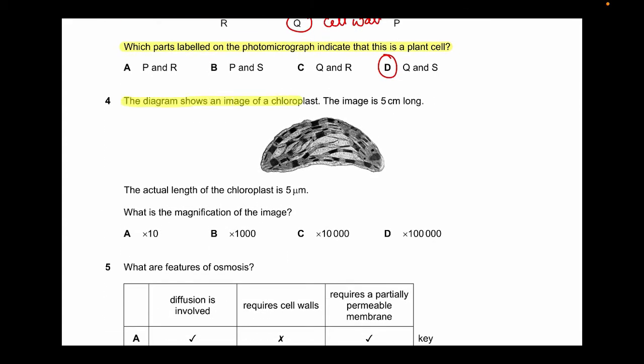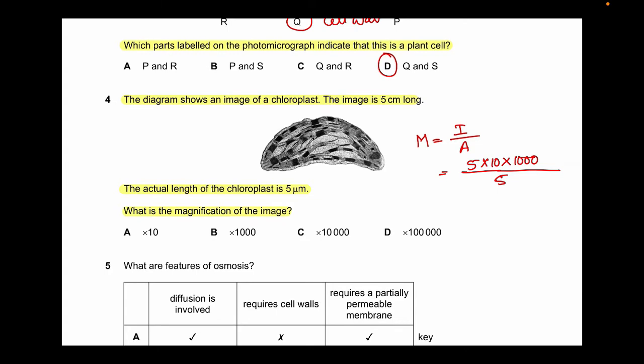The diagram shows an image of a chloroplast. The image is 5 centimeters long. The actual length of the chloroplast is 5 micrometers. What is the magnification of the image? So we know magnification is equal to image divided by actual. So the image is 5 centimeters long. So 5, we can convert it into millimeters by multiplying by 10. We can convert it into micrometers by multiplying by 1,000. Divided by the actual, which is 5. The micrometer and the micrometer get cancelled out. The 5 and 5 get cancelled out. So 10,000 times. C is the correct answer.